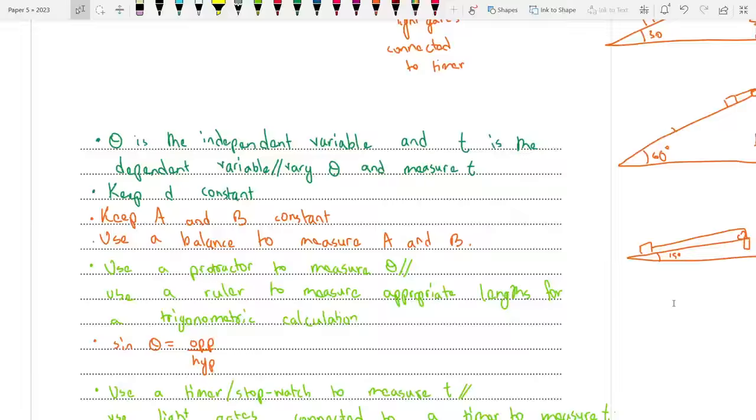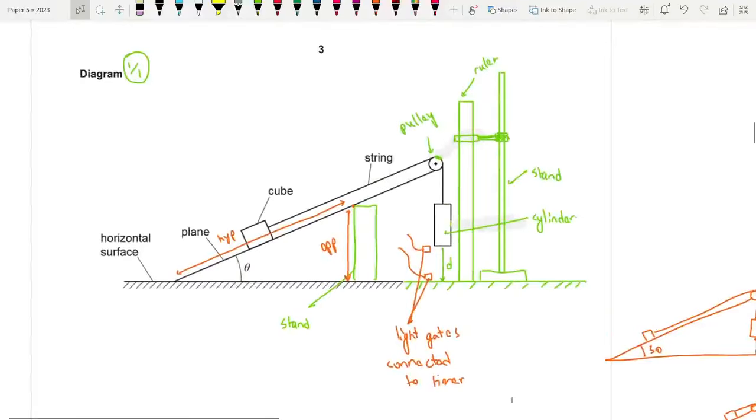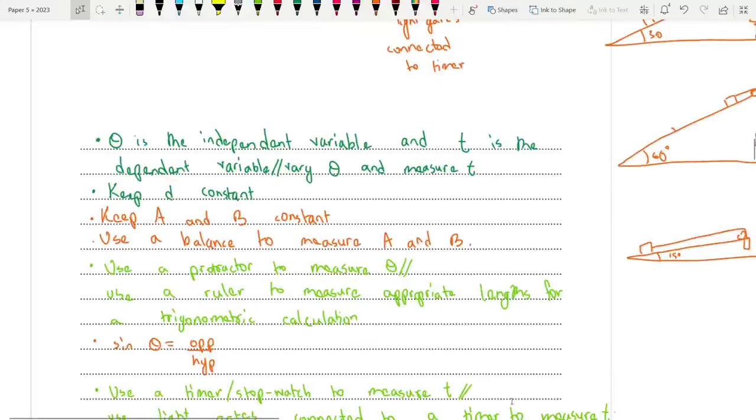Now what else? We have to use a protractor to measure theta. That is one option, or you could opt to use a ruler to measure appropriate lengths for a trigonometric calculation. And then if you write down that sine theta, the correct trigonometric calculation, is equal to opposite by hypotenuse, you get an additional point. Now if you use the protractor, yes, you can get another additional point, but for that you need to draw the protractor itself on the diagram, then you can get the additional detail. I feel like using trigonometry is a much easier way to get a mark.